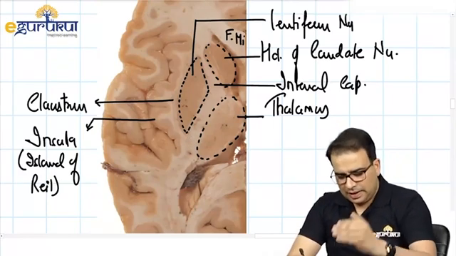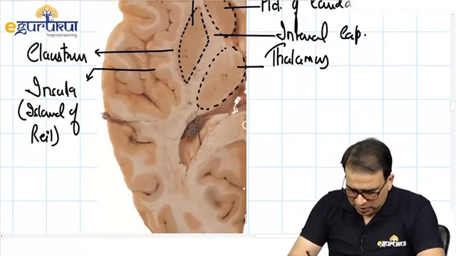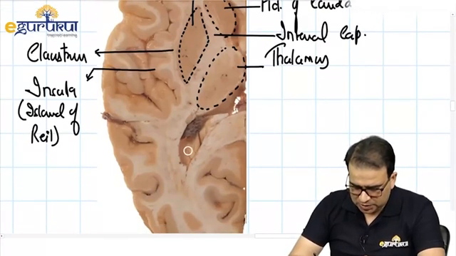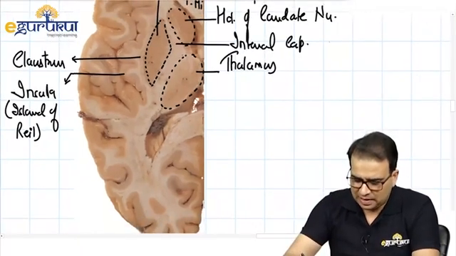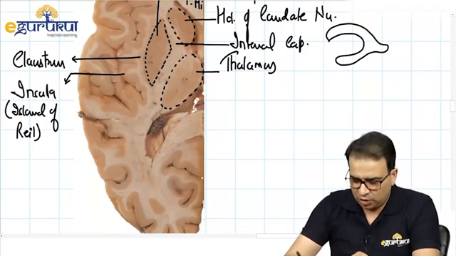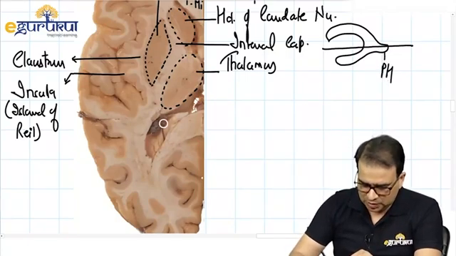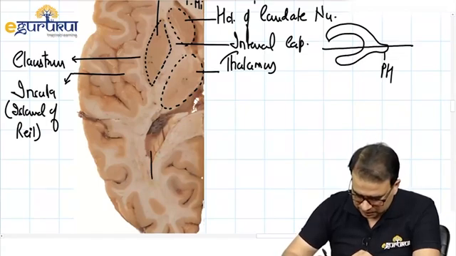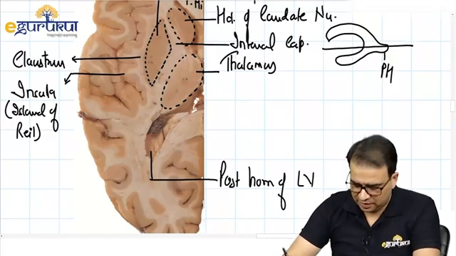Let me take your attention to this portion only here. If I look at this portion, guys, you can see the posterior horn of the lateral ventricle. The lateral ventricle is quite a three-dimensional structure, isn't it? It has an anterior horn, an inferior horn, as well as a posterior horn. So if I take a transverse section in such a way that I can see this horn here, that is the posterior horn of the lateral ventricle.